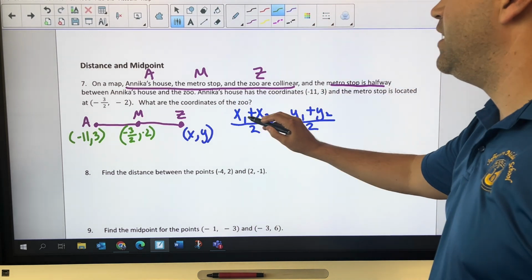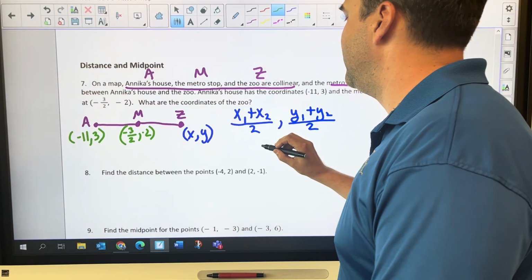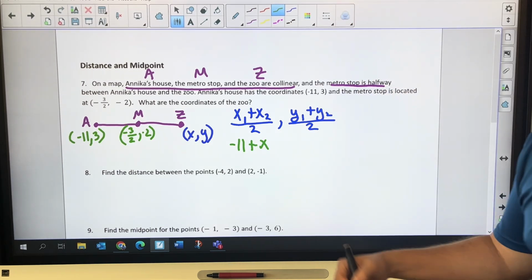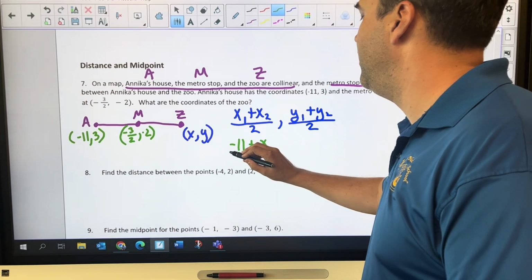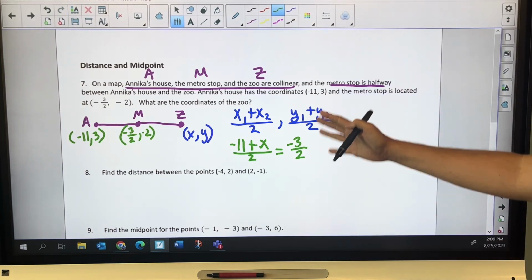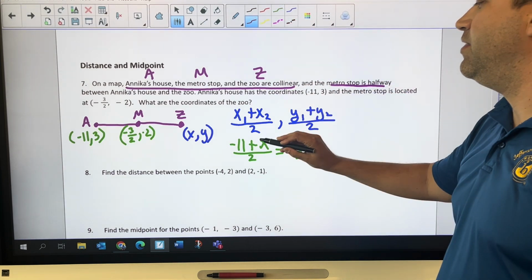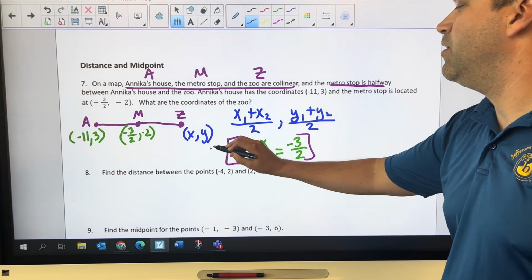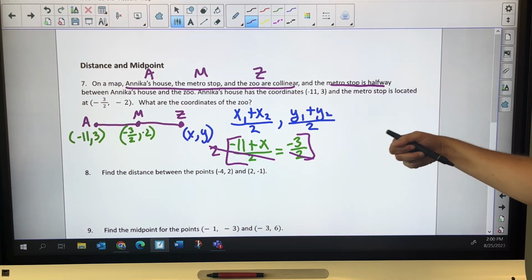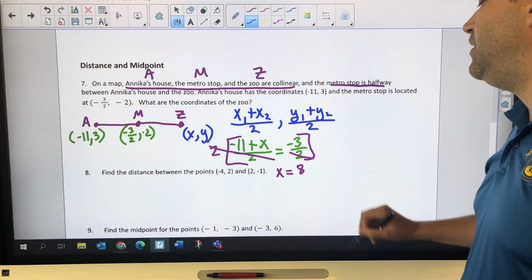And so I know that x1 plus x2 divided by 2 should equal the midpoint, which means if we call Annika's house x1, we've got -11 plus x2. I'm just going to use x because that's the one that we're trying to find. Divided by 2 is equal to -3 halves. Now we look at this, we might get intimidated by those fractions. This is nice because both denominators are 2. And thinking back to algebra, we can just take this whole thing, multiply it by 2. And it's going to cancel out that denominator for us. So we got -11 plus x is going to equal -3, which means that x is going to equal 8.